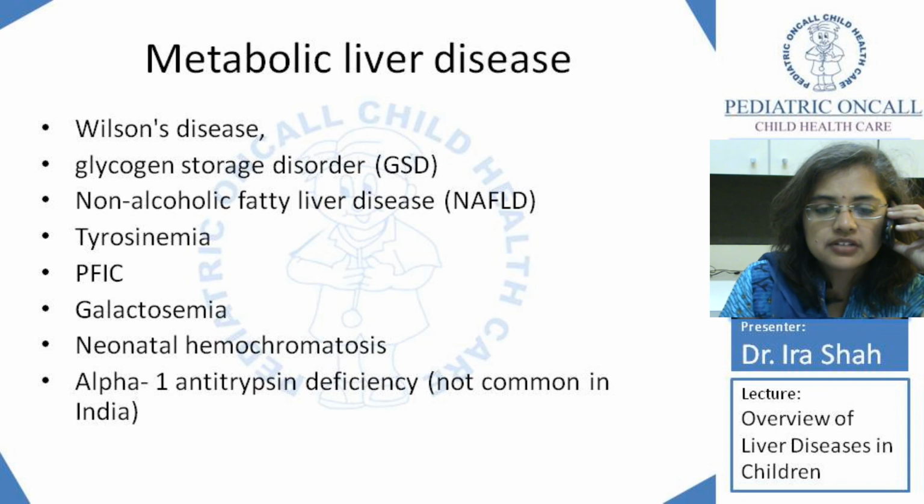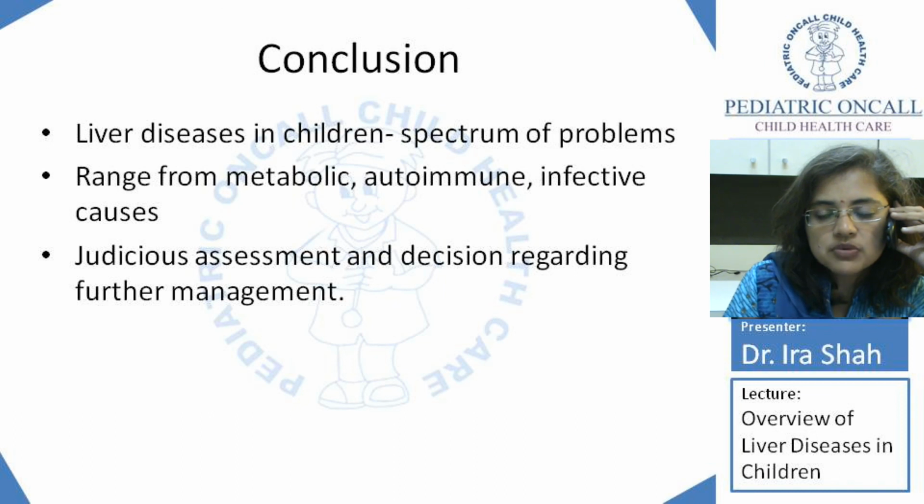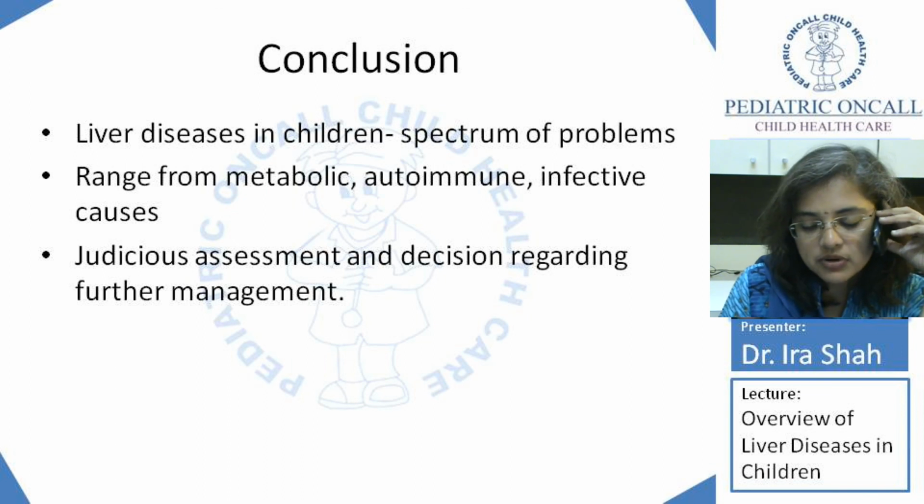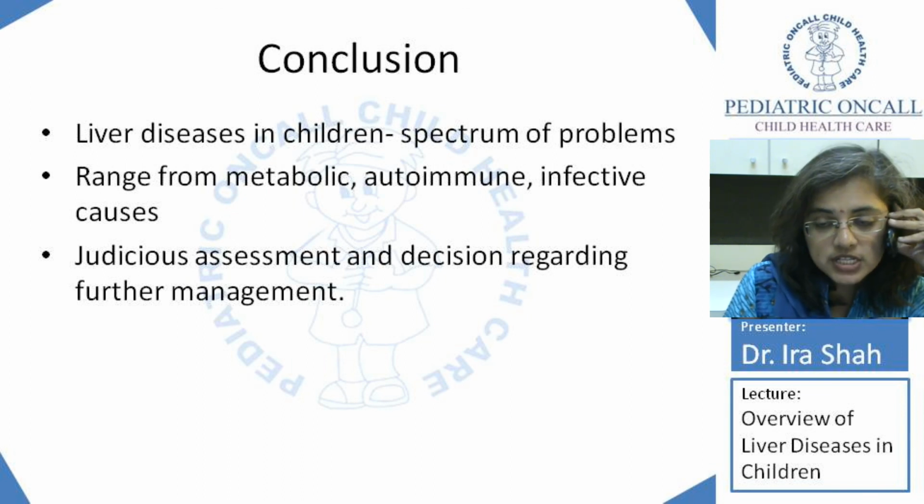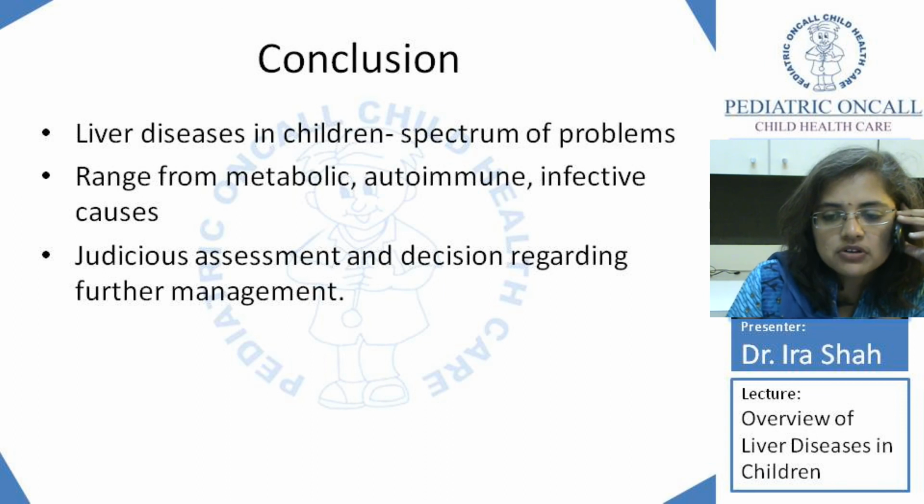There are other metabolic liver diseases which I could go on and on: glycogen storage disease, tyrosinemia, galactosemia, hemochromatosis, alpha-1 antitrypsin. But I don't think we have time to talk about so many disorders. So I'm going to end the liver talk by saying that liver diseases in children are a spectrum of problems. I told you about neonatal cholestasis being the commonest. Portal hypertension, how do we manage them? Wilson's disease, what to do, autoimmune, a few cases that we discuss, and an upcoming entity of NASH. They range from metabolic, autoimmune and infective causes, and judicious assessment and decision regarding further management has to be taken.